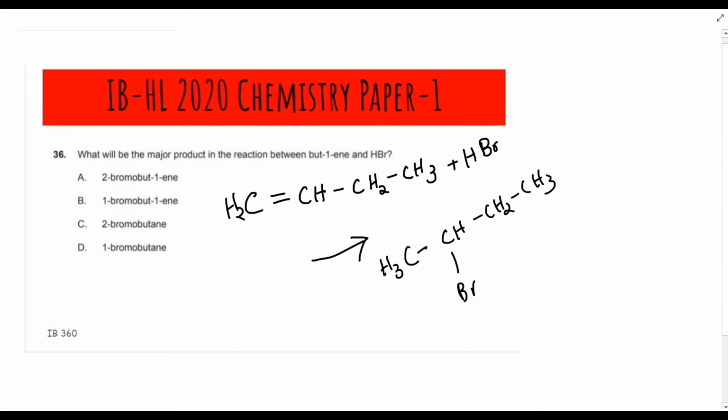Now what's the name of this compound? It's 1, 2, 3, 4. So it's a butane chain. So it's 2-bromobutane. So option C is the correct answer to question 36.